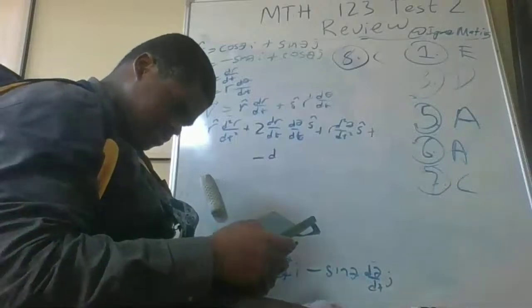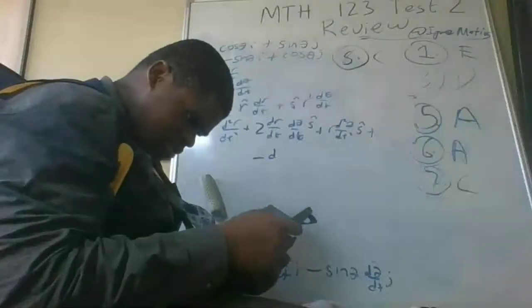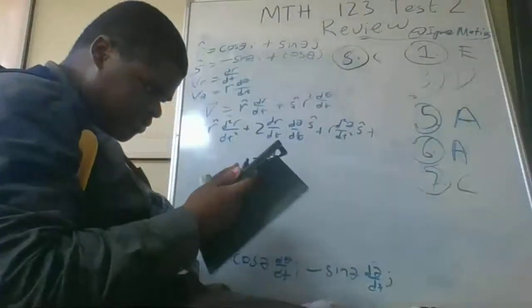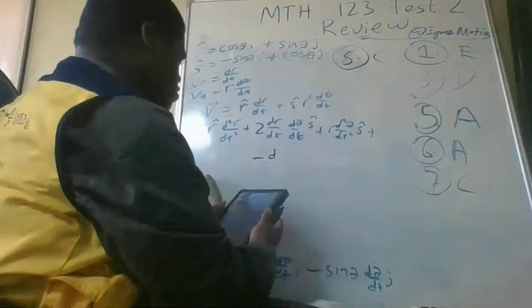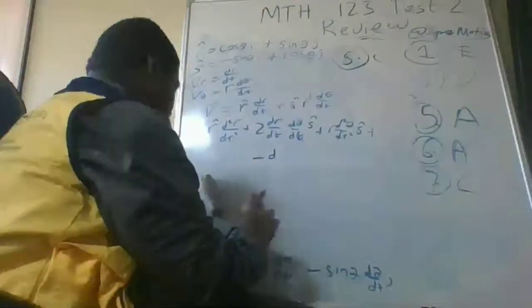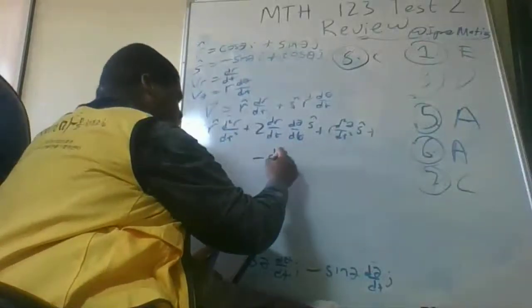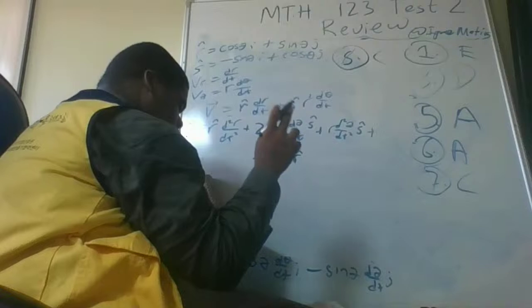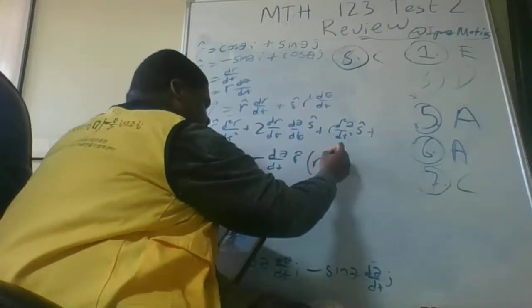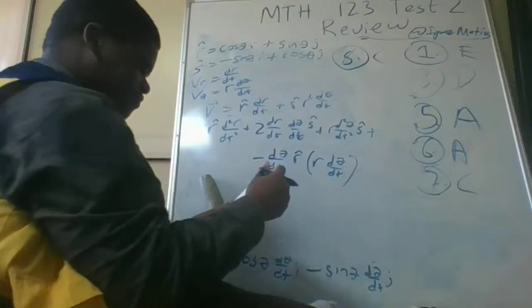Okay, what was supposed to be written there is r dθ/dt times the derivative of our transverse vector with respect to time. And we got that the derivative of our transverse vector with respect to time is going to equal minus dθ/dt times our radial unit vector. But remember, what was there was r dθ/dt, so we're going to multiply by r dθ/dt.